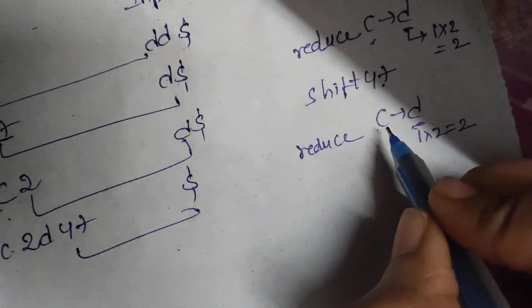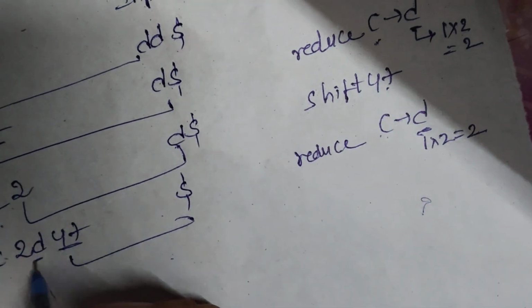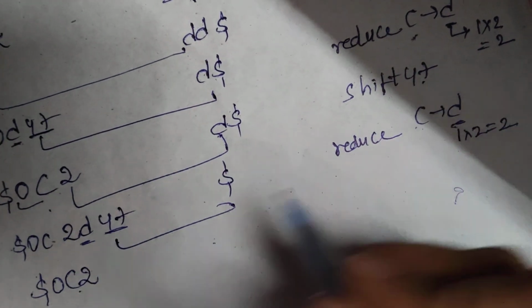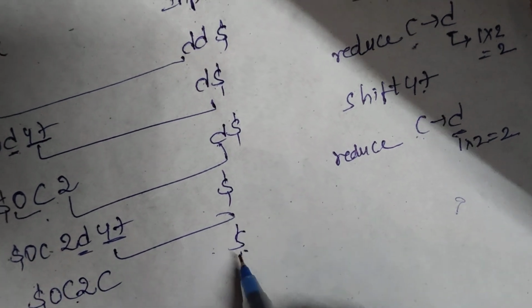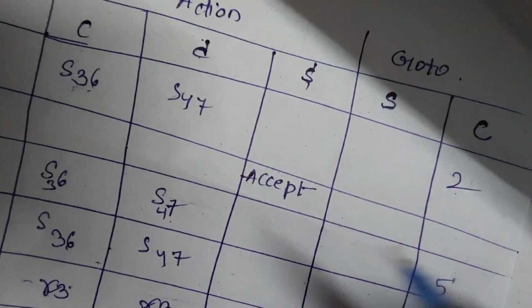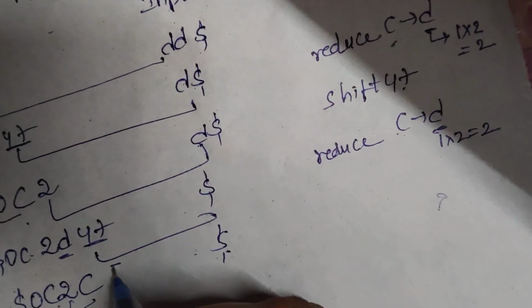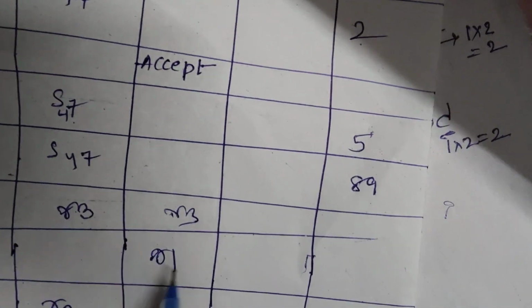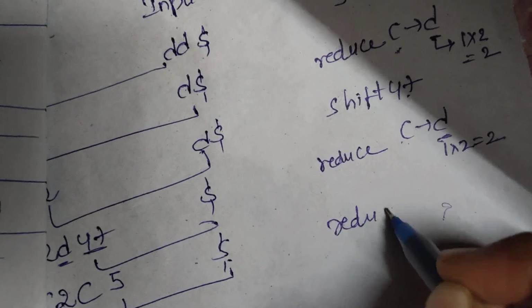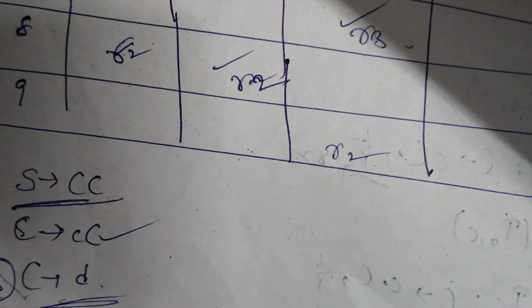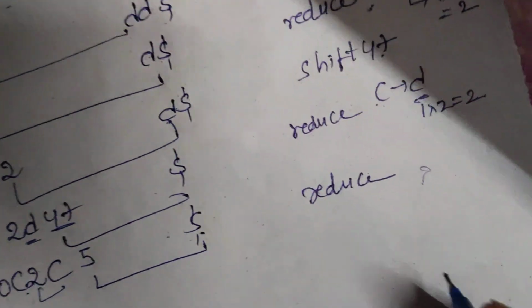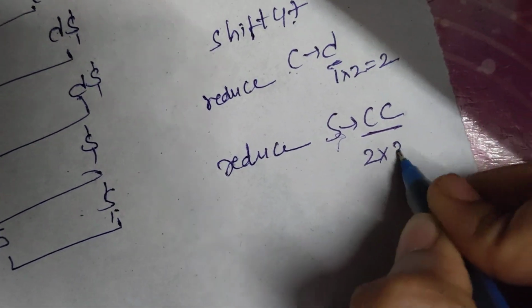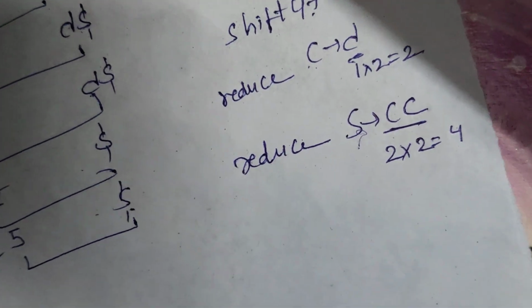So 47 and dollar. What is 47 and dollar? 47 and dollar is reduce 3. What is the third production? Capital C produces D. So the length of the right side element is 1. You need to multiply it with 2. So you will get 2. So you need to pop 2 elements and push the left side element to the stack. You need to pop these 2 and push the C into the stack. So capital C and dollar, do we have it? We don't have. So 2 and C we have.